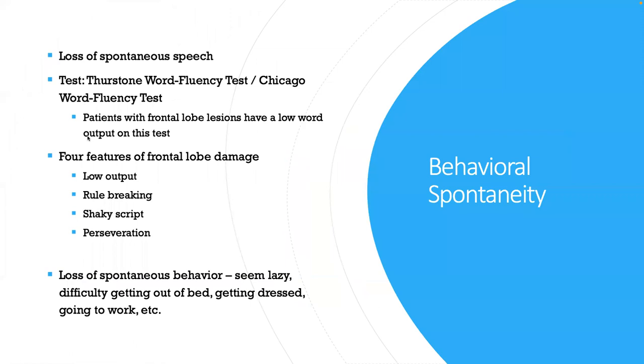So patients with frontal lobe lesions exhibit a loss of spontaneous speech. They're asked to first write or say as many words starting with a given letter as they can think of in 5 minutes, and then say as many four-letter words starting with a given letter in 4 minutes. This is the Thurstone word fluency test or Chicago word fluency test.